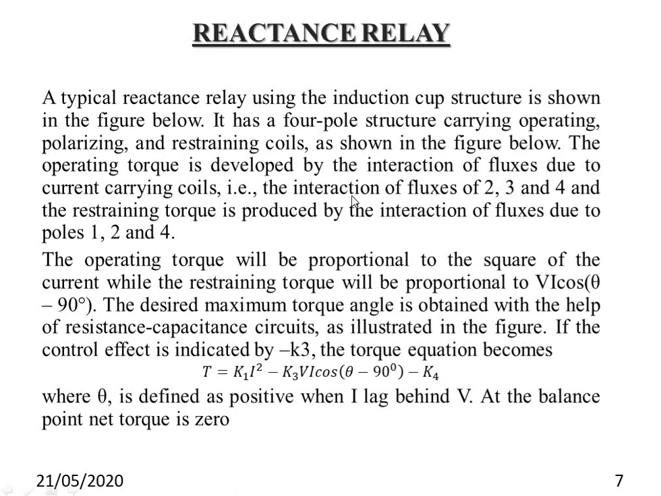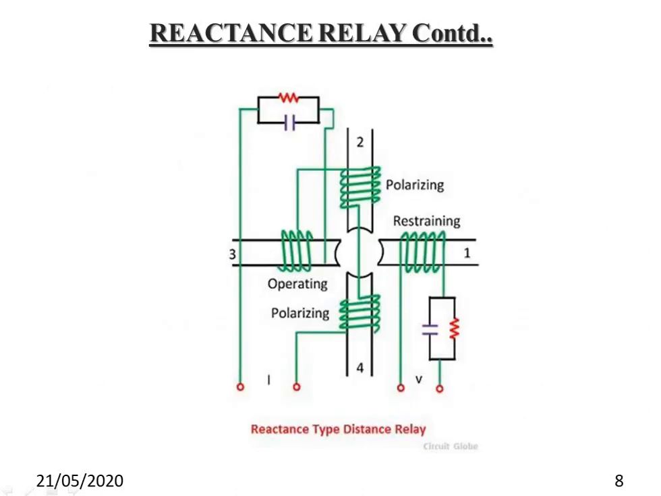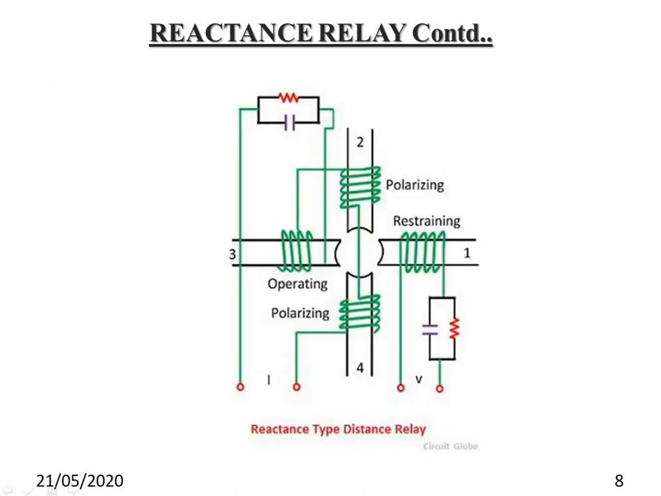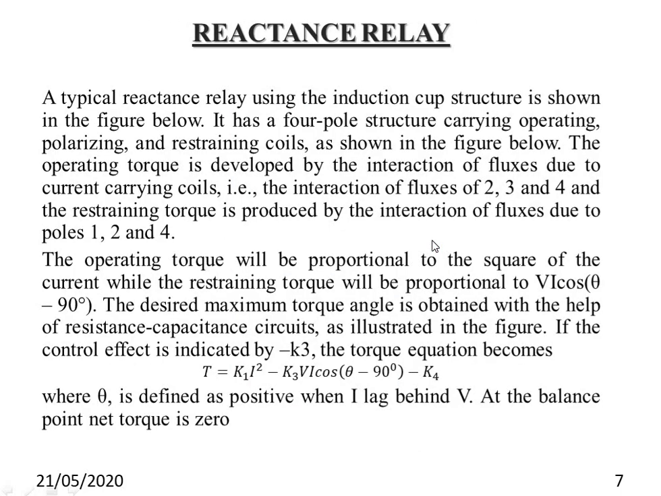The operating torque is developed by the interaction of fluxes due to current carrying coils, that is the interaction of fluxes 2, 3 and 4. Because you know coil 3 is the operating coil, so the operating torque will be produced with the help of coil number 3. Whereas the restraining torque is developed by the interaction of fluxes 1, 2 and 4. You can see coil number 1 is the restraining coil, that means it helps to develop the restraining torque. Now how will this torque operate?